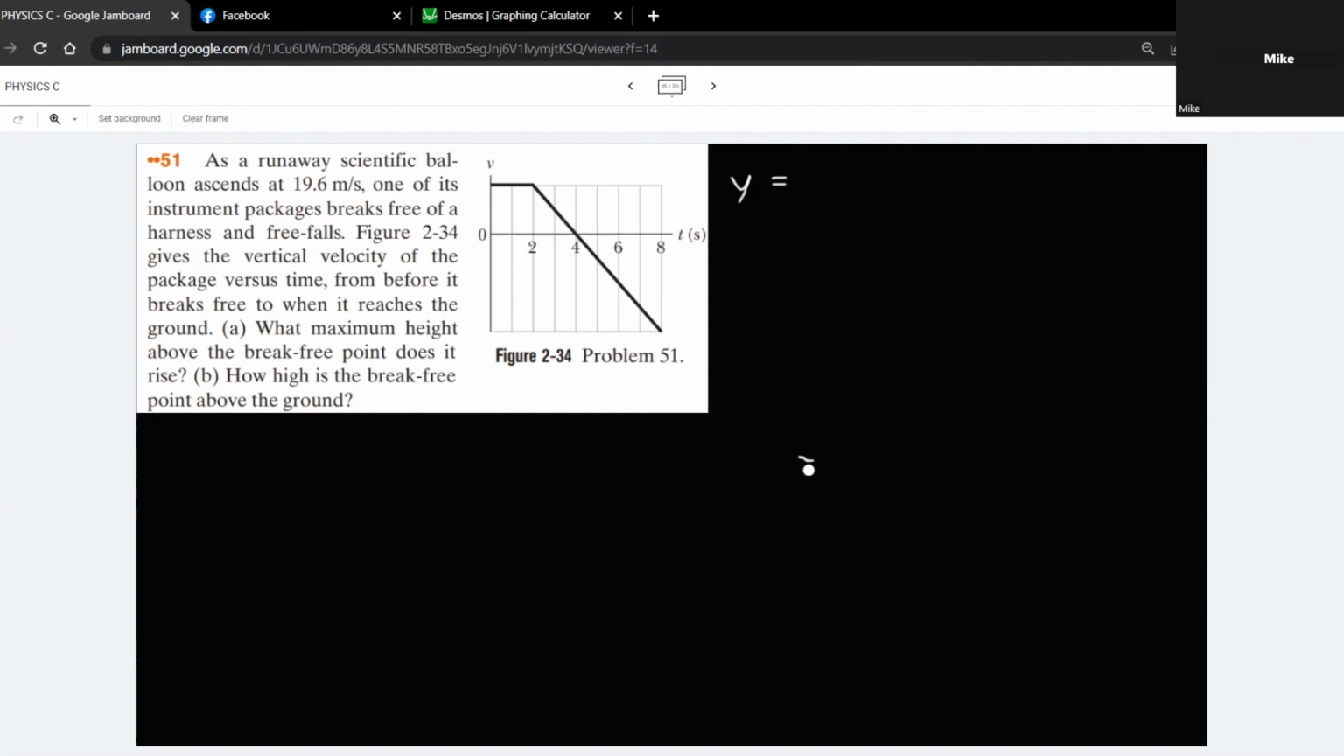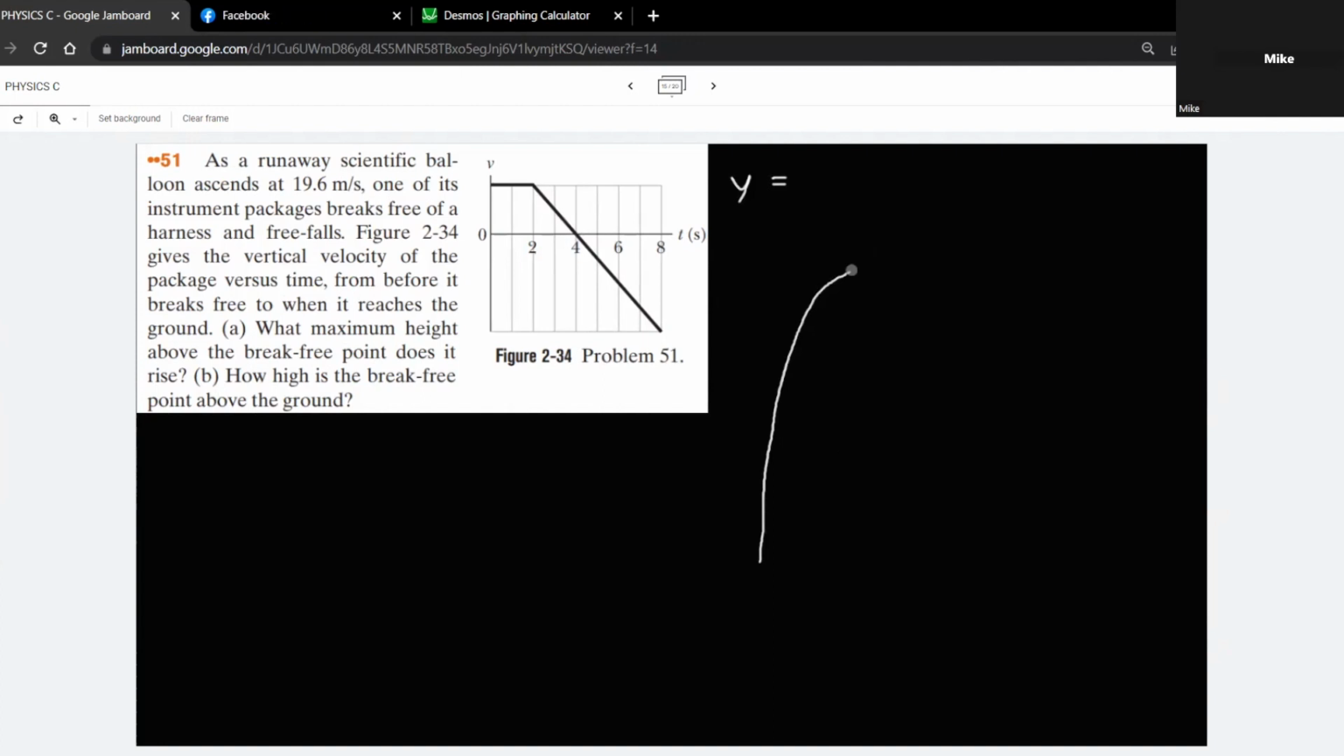Ngayon, between 2 to 4, anong nangyayari? Is it moving upwards or downwards? Downwards. Hindi, positive pa rin yung velocity between 2 to 4. Pataas pa rin po. Pero, what happens to the speed? It's decreasing. So, paakyat pero slowing down.